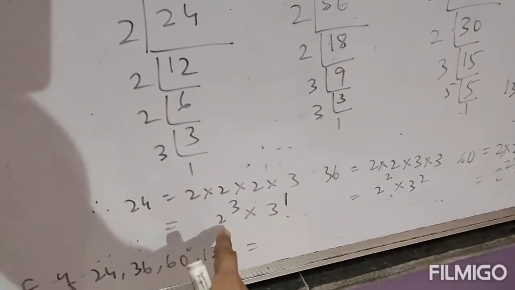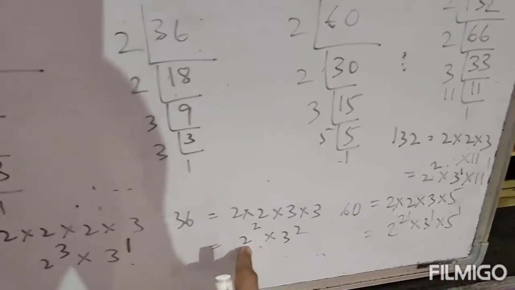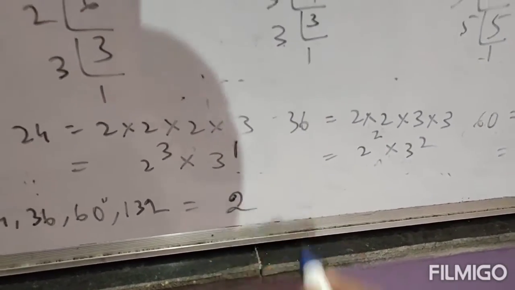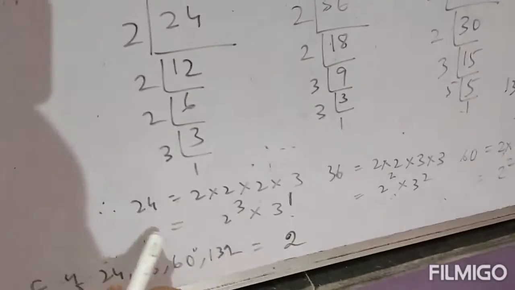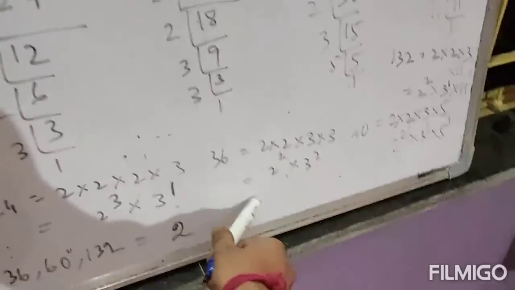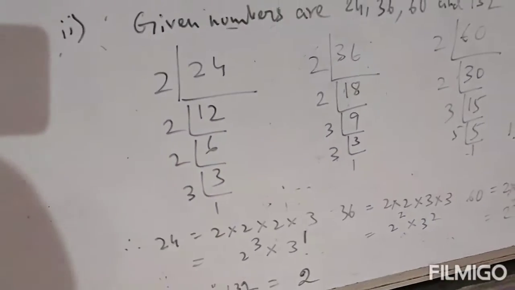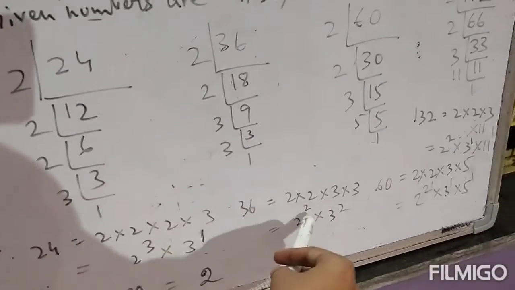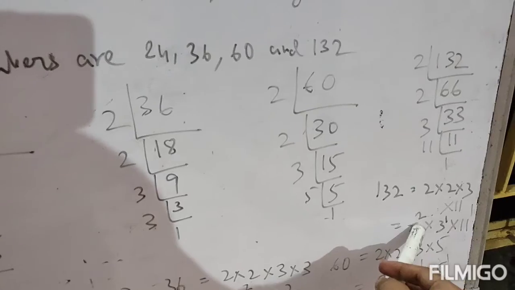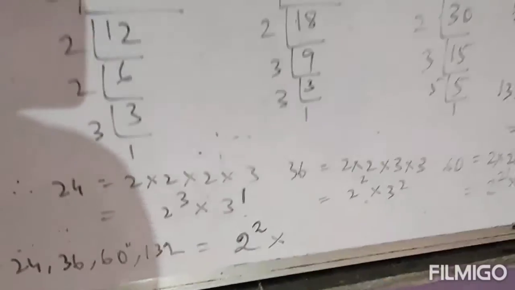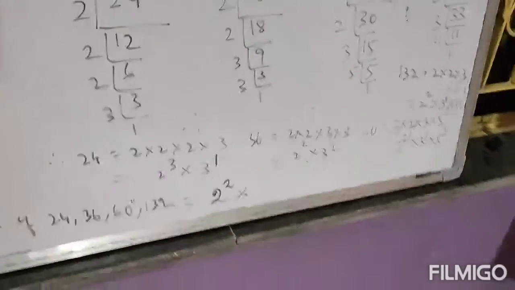So the common number, see here, is 2, 2, 2, 2. So 2 definitely will be a common number, but we have to choose the smallest power. In 24 there is 2, in 36 there is 2, in 60 there is 2, and in 132 also there is 2. Clear? So 2 is common, no doubt, but we have to choose the smallest power of 2. Here the power is 3, here the power is 2, here 2, here 2. So the smallest power is 2. Clear? Now see if any number except 2 is common or not.